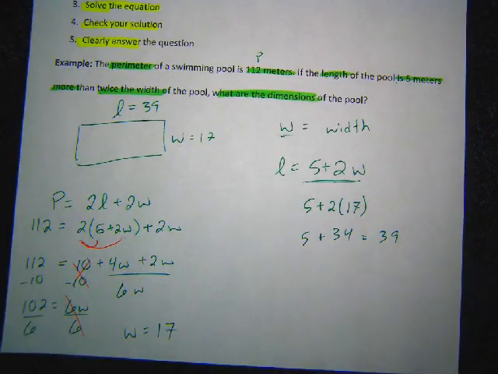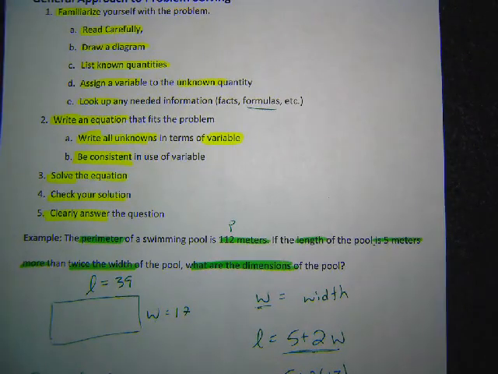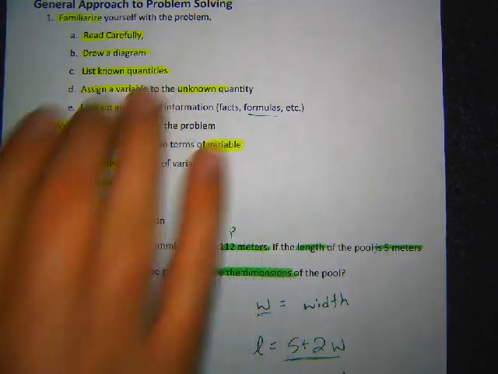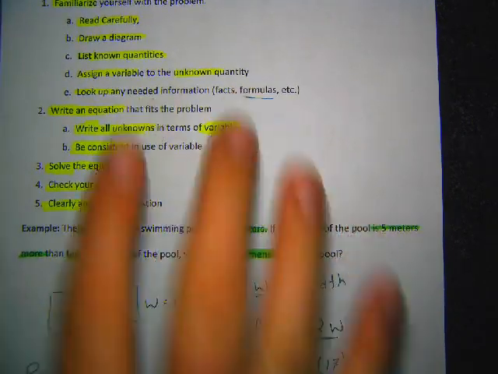So that's the idea. We solve word problems. You always want to think through all those steps and think about what the problem's saying. Try and draw a picture that goes with the problem. Think about what you do know, what variables you might need to use. Look up some formulas if you need them.